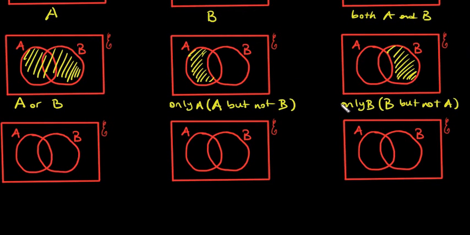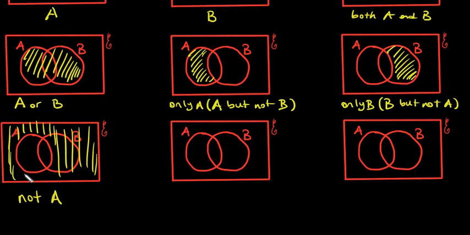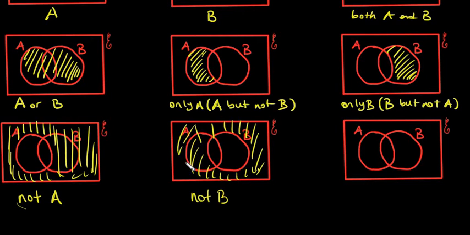For example, let's say we want to represent not A. Everything outside A, or everything which is not inside A. So this shaded part of the Venn diagram, everything outside A, is going to be not A. And now let's represent not B. Everything outside B is going to be not B.